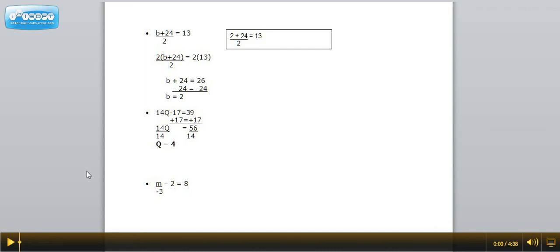Pick up with tutorial 2 and we'll keep going with these examples.